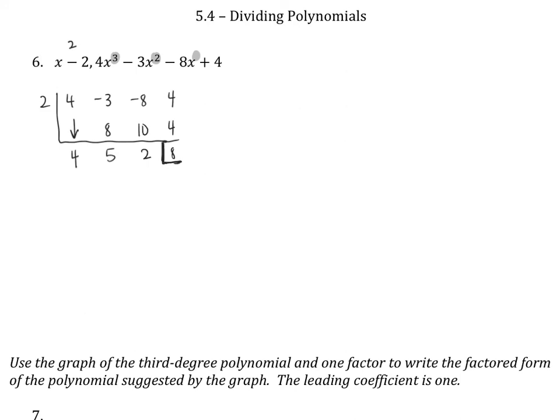Okay, so that means this is not a factor. X minus 2 is not a factor of the polynomial given because there is a remainder other than 0. So if there's any remainder other than 0, it's not a factor. So x minus 2 is not a factor of the given polynomial. And so that's all we have to do on that one. We don't have to write the factorization because it's not a factor.